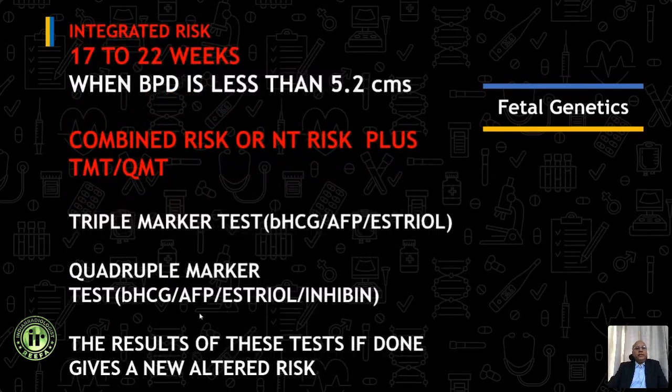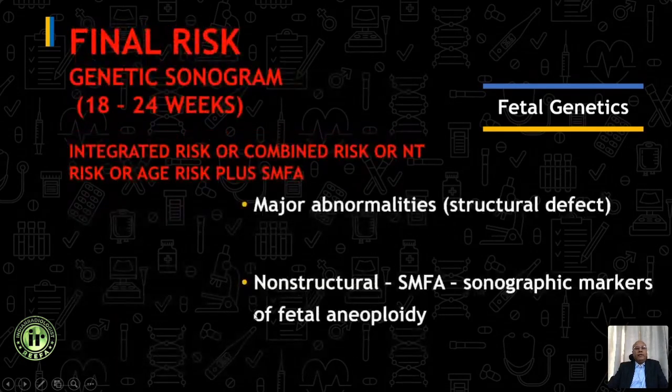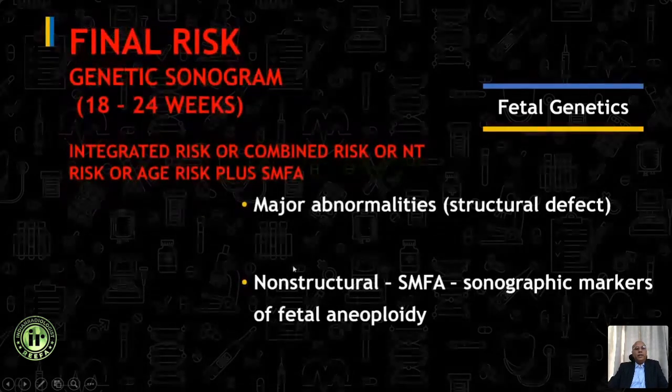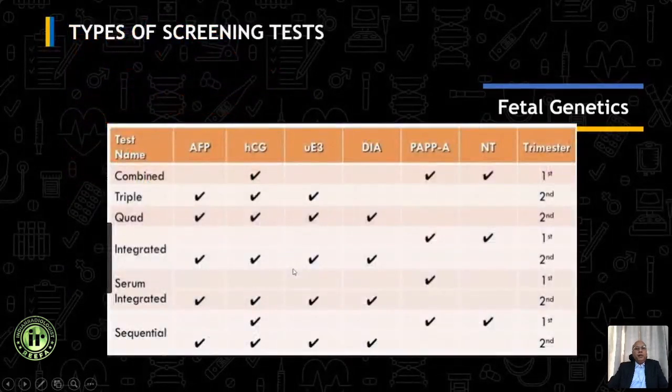So using these results, we can come to a final risk after our genetic sonogram at the 18th week. Now, according to how people use these variables, names of the risk assessment programs are derived. So you can see that the variables are AFP, HCG, estriol, inhibin, PAPP-A, NT. And if the first trimester scan and double marker is used, it's called combined test.